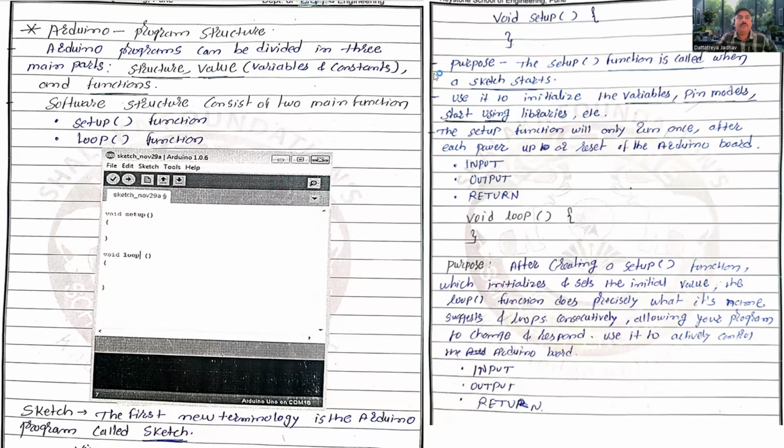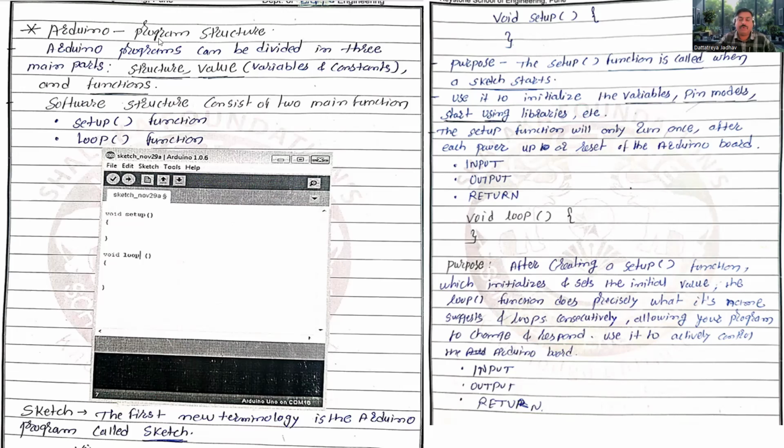Sorry. So today we go with some Arduino concepts related to our syllabus, that is the Arduino programming structure. The Arduino program can be divided into three main parts. First is the structure, then the values, which we consider as a variable or a constant, and then the functions.